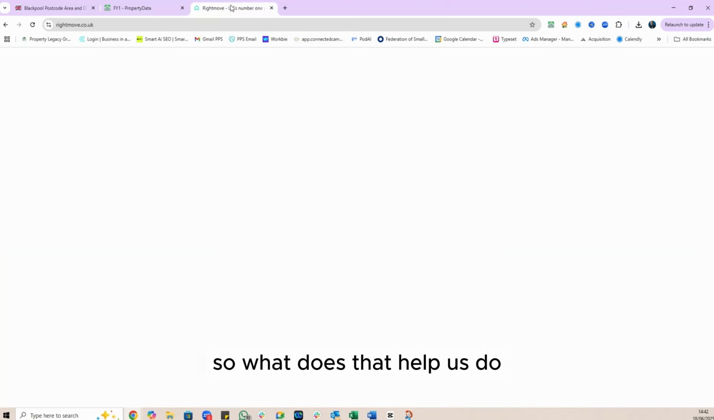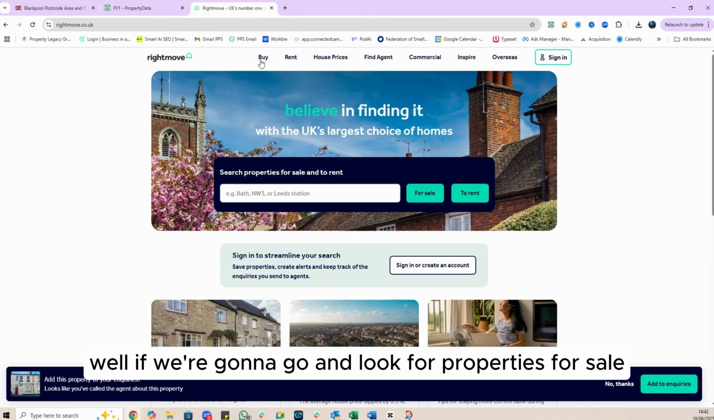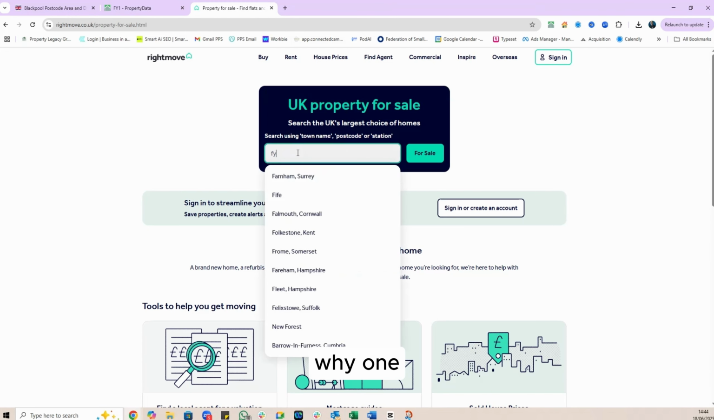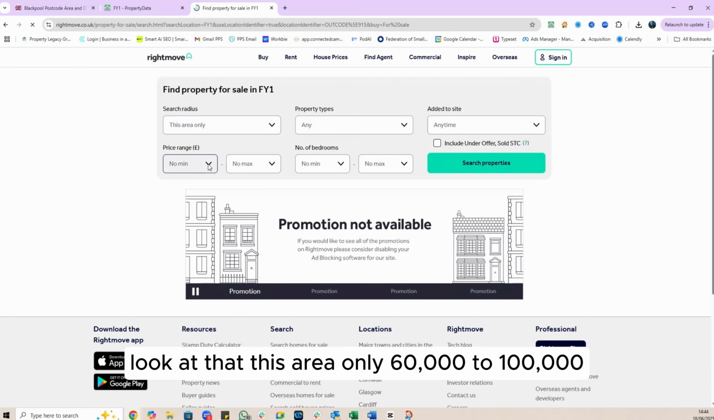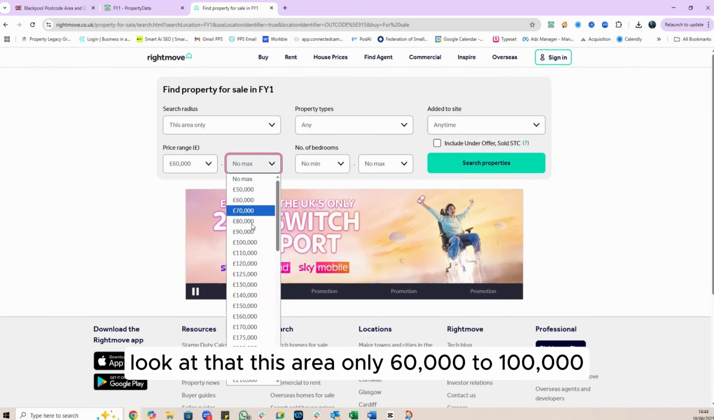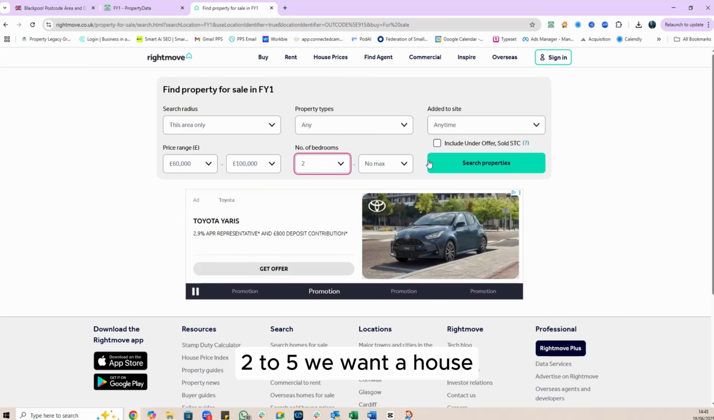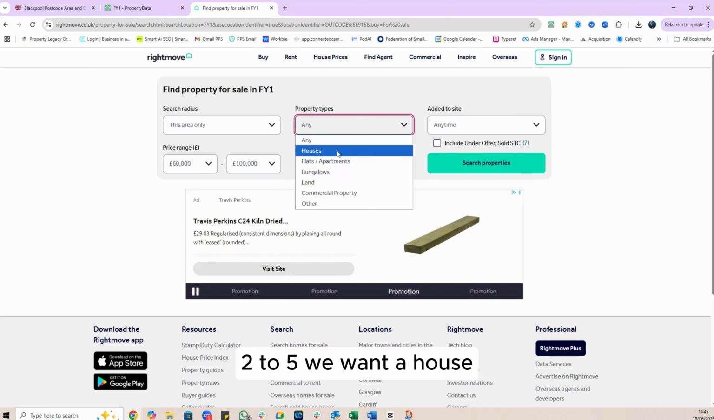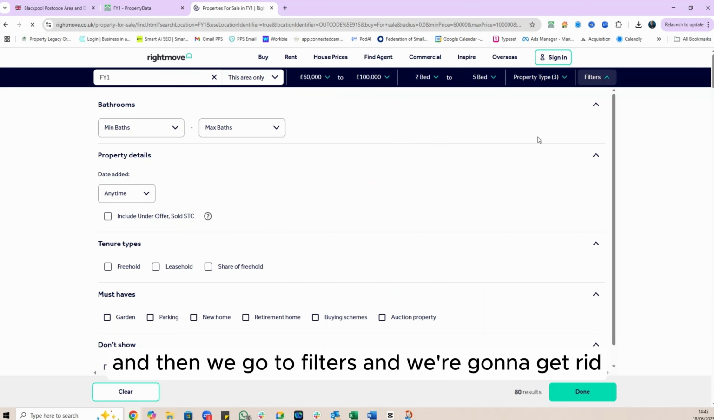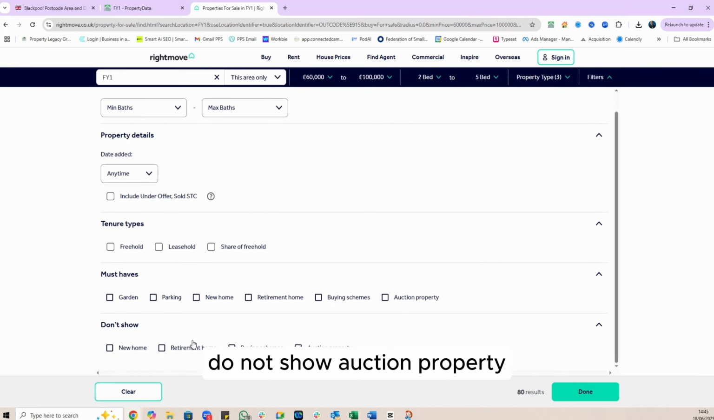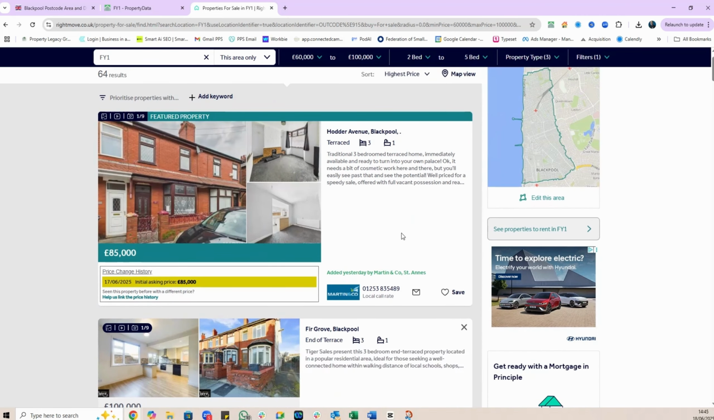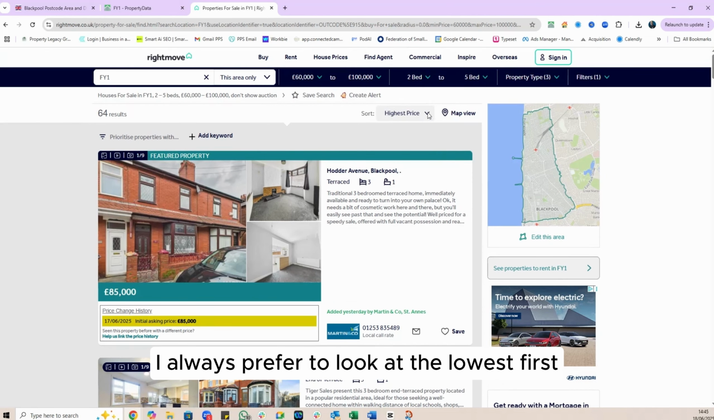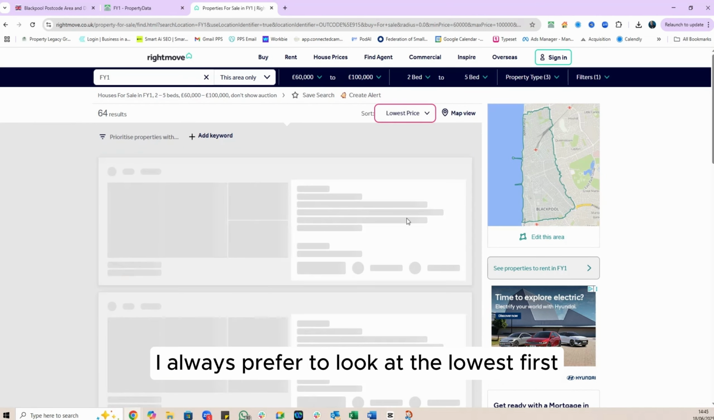So it gives us all this kind of information. What does that help us do? Well, if we're going to go and look for properties for sale in FY1, that's the area you're interested in. Look at that, this area only 60,000 to 100,000, 2 to 5 bedrooms. We want a house, and then we go to filters, and we want to get rid of, do not show, auction property. So now we've got lots of properties on there.